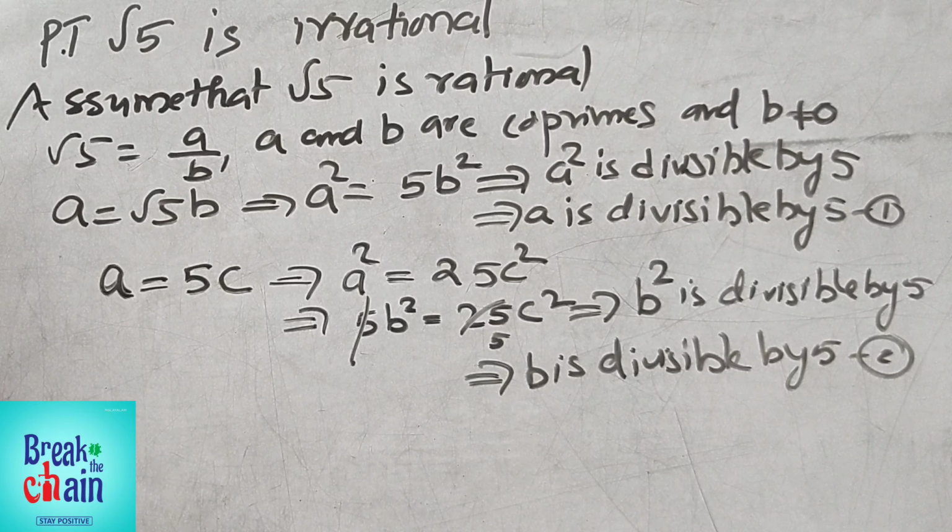So what was our assumption? A and B are co-primes. Why it came as co-primes? Because we have assumed that root 5 is rational. So now we can say that what we have assumed is wrong. Root 5 is not rational. It is irrational.